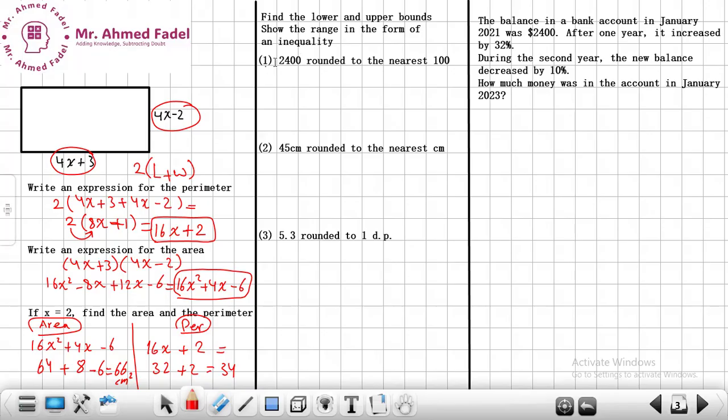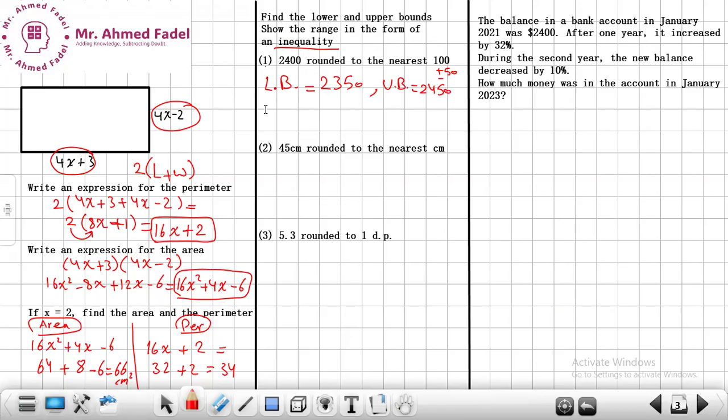Find the lower and upper bounds that show the range in the form of an inequality. Oh, rounded to the nearest hundred, it means you add and subtract 50. Add 50 or minus 50. The lower bound, minus 50, so it's 2,350. Upper bound, it is add 50 to get 2,450. Okay, the inequality, mister, they said the lower bound, upper bound, and the inequality.